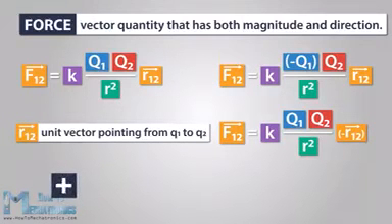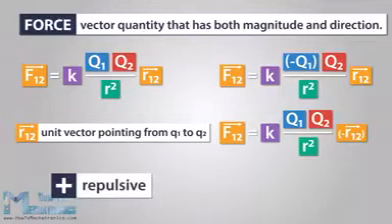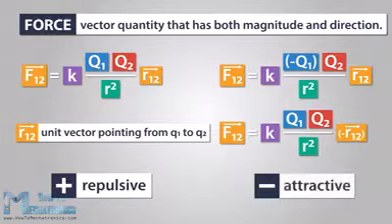If we get a positive value, it means that the direction of the force is repulsive. On the other side, the minus sign means that the direction of the force is opposite, or attractive.